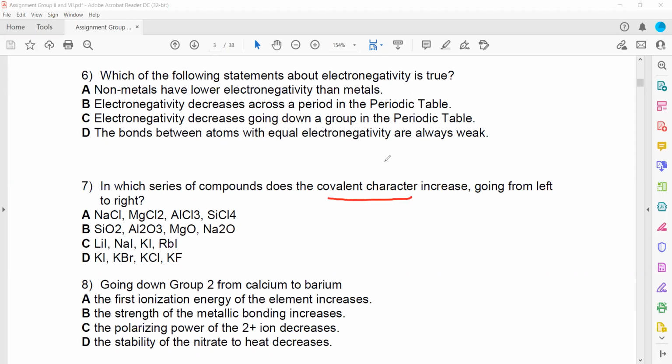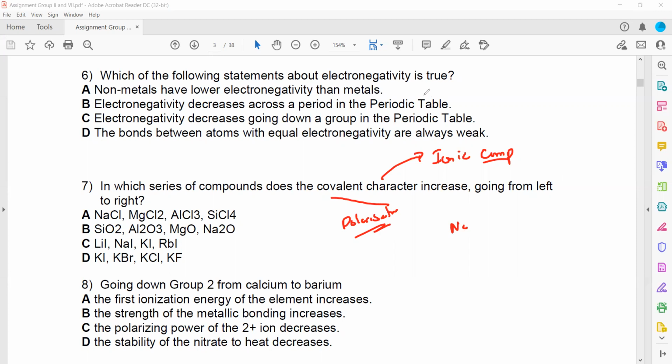What is the concept of covalent character? When the electrons are transferred in ionic, there is a covalent character of ionic compounds and there is an ionic character of covalent compounds. So for an ionic compound, what is the concept of covalent character? It means the polarization, the tendency to polarize. So when we have sodium across the period, the size is increasing.